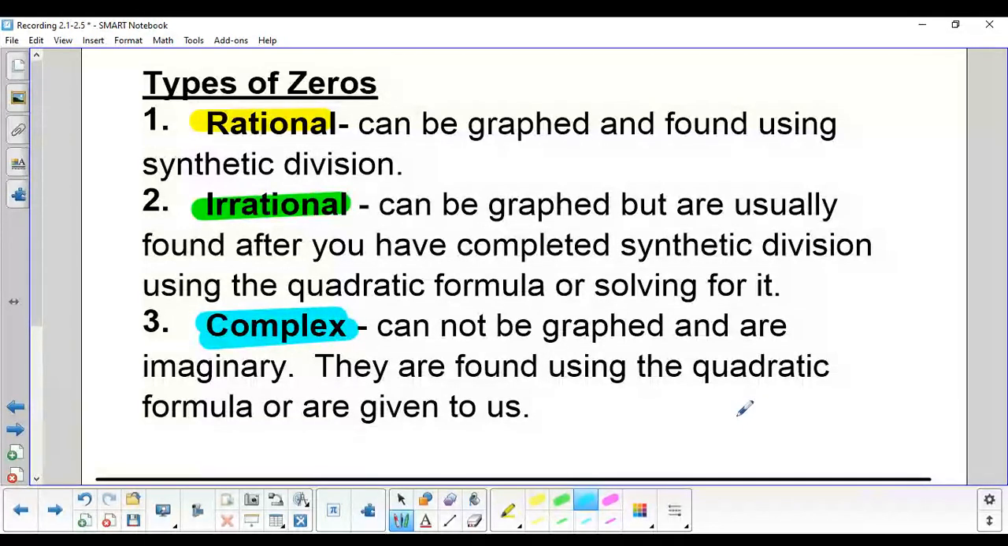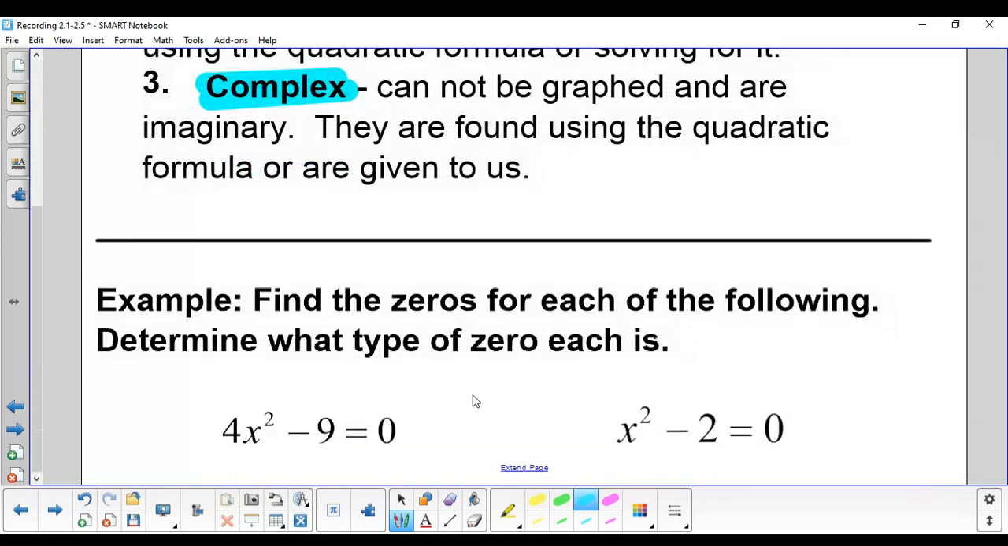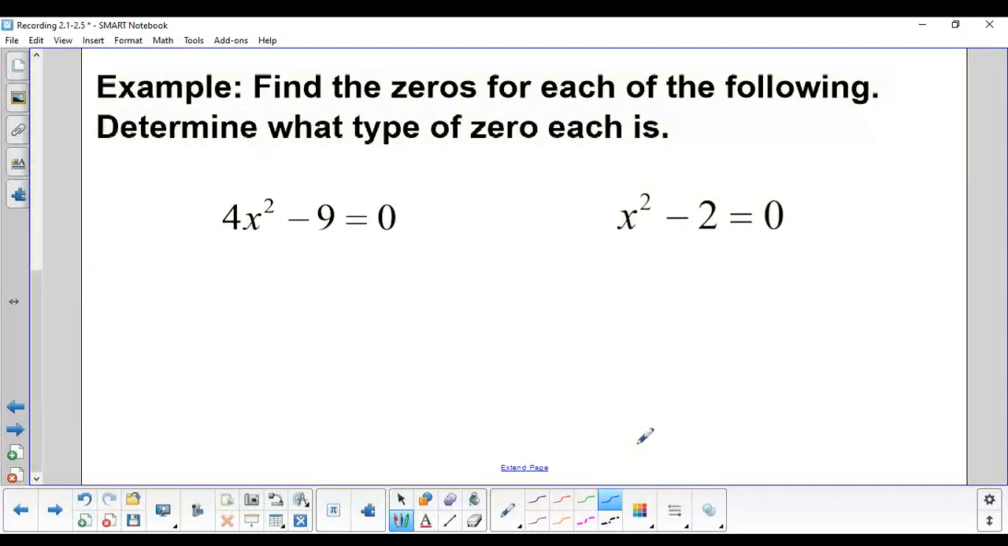The third and final type of zero we can have is what's called a complex zero. A complex zero includes zeros that have an i or imaginary number in them, and they cannot be graphed as they're invisible, so they aren't viewed on a graph. They're calculated by using the quadratic formula, or they would be given to us in a problem, and we would break down a polynomial because we know about that complex zero. So let's just practice generally recognizing different types of zeros and working with them.